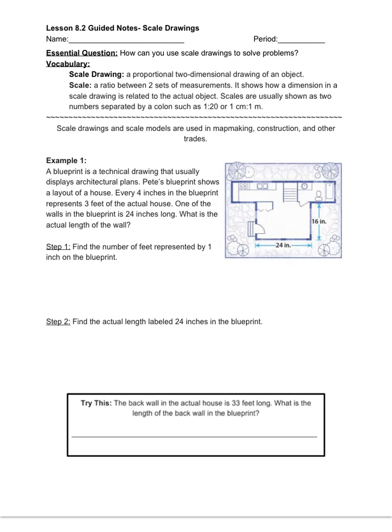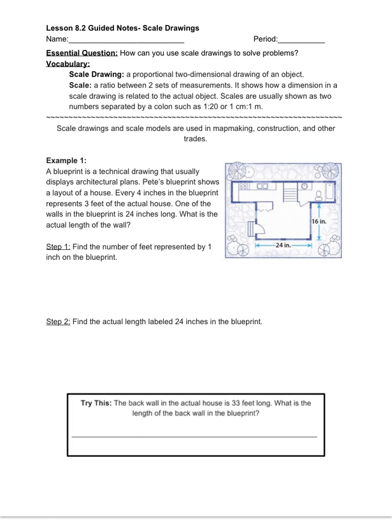The first is a scale drawing, and it is a proportional, two-dimensional drawing of an object. And our second vocabulary term is scale, which is what we use in a scale drawing, and that is a ratio between two sets of measurements. It shows how a dimension in a scale drawing is related to the actual object.